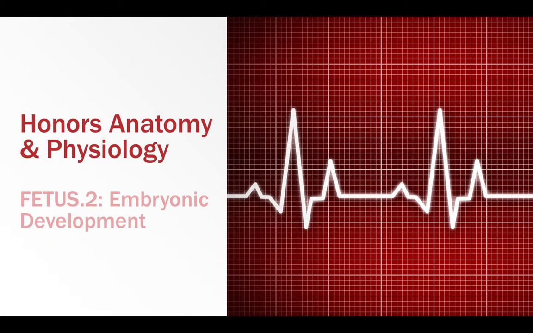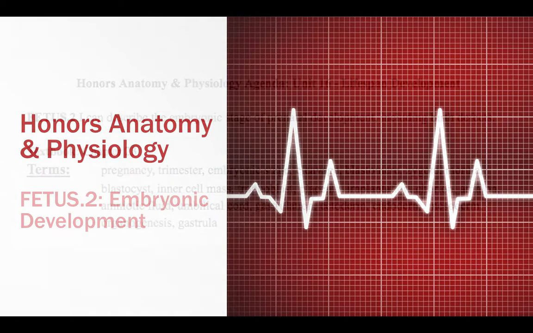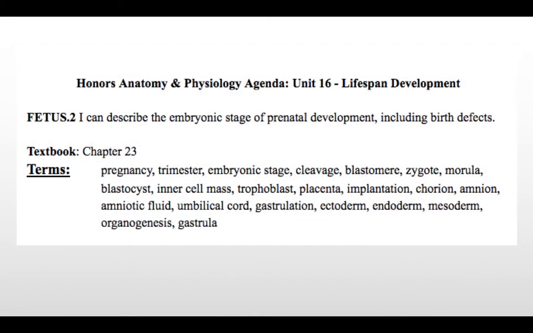For this standard of lifespan development, I'm going to be highlighting the stages of embryonic development, which covers about the first 8 weeks after fertilization, but does not begin to talk about any fetal development. You'll notice most of the internal structures form here. They're still just very small, and they begin to really differentiate themselves as human-like tissue. The standard reads, I can describe the embryonic stage of prenatal development and includes birth defects.